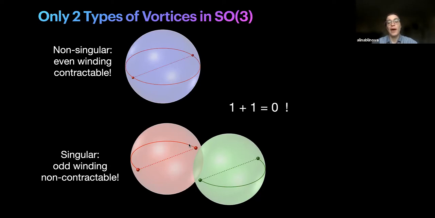However, if you add one vortex and another vortex, you will get something that is contractible to 0. So the fun part is that SO3 vortices have this property where, regardless of your winding direction, 1 + 1 will always add to 0. So this is kind of unique and different from, say, the scalar BEC case.